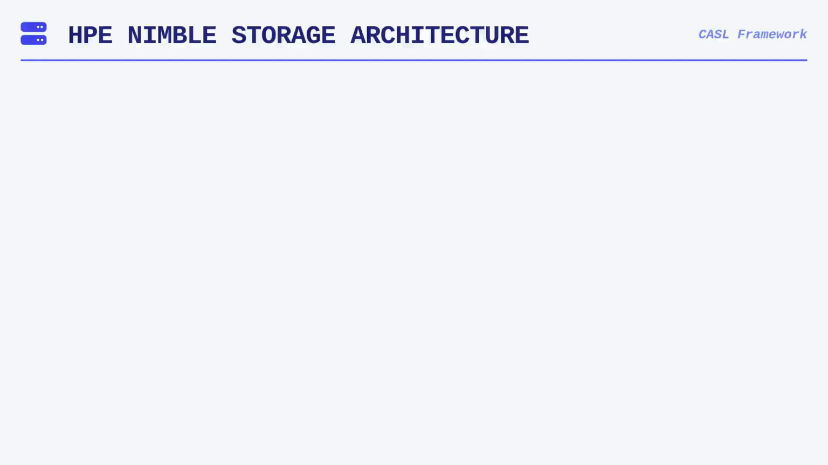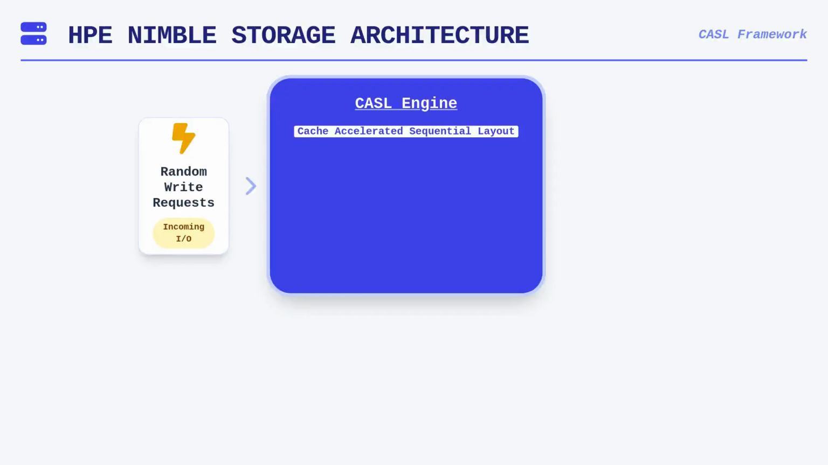HPE Nimble storage architectures are fundamentally built upon the CASL, or Cache Accelerated Sequential Layout, file system architecture. This is not merely a marketing term. It represents a deliberate choice to decouple performance from capacity by using flash for read caching while writing data sequentially to disk. By transforming random write requests into sequential patterns before pushing them to the persistent storage media, the system significantly reduces the overhead typically associated with traditional RAID configurations.